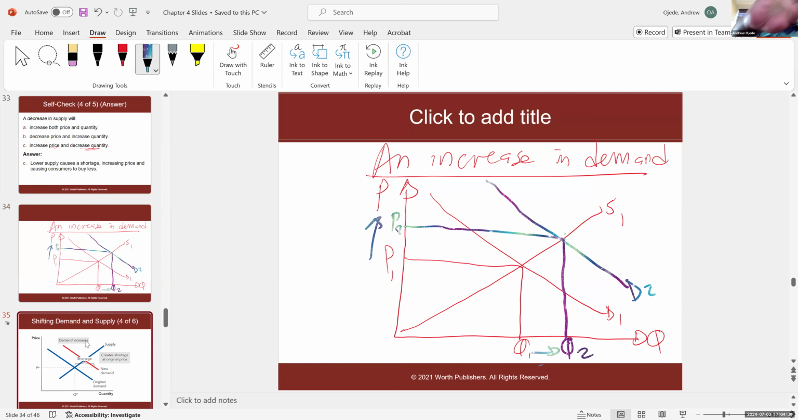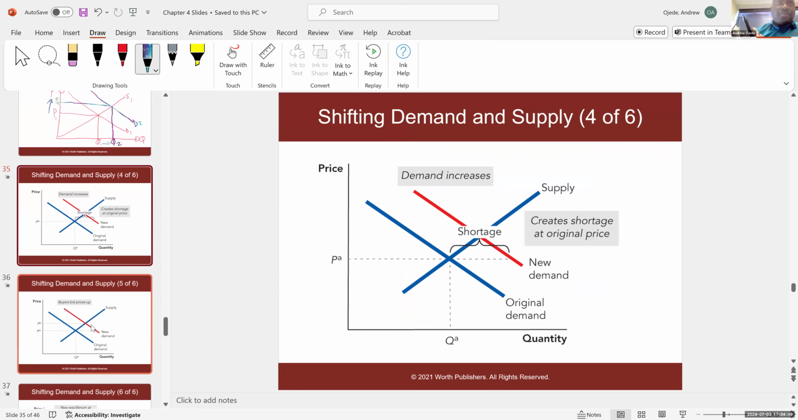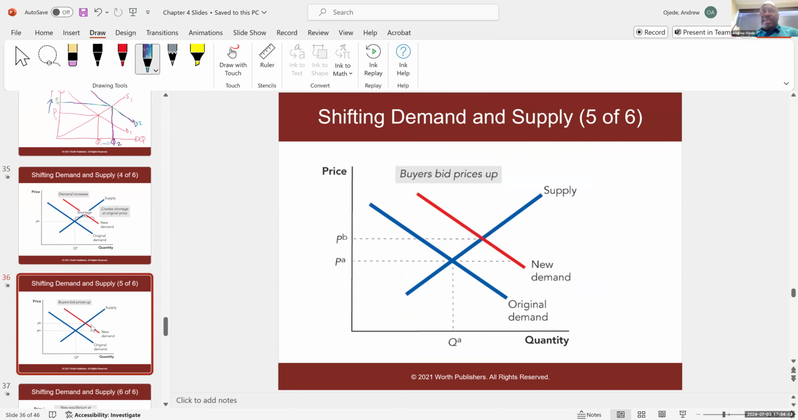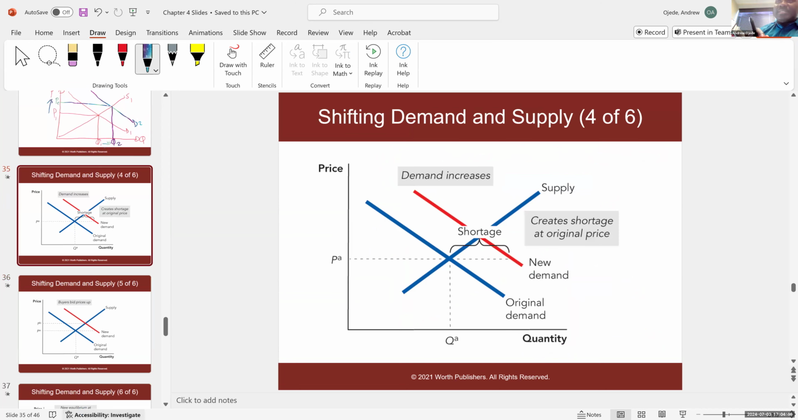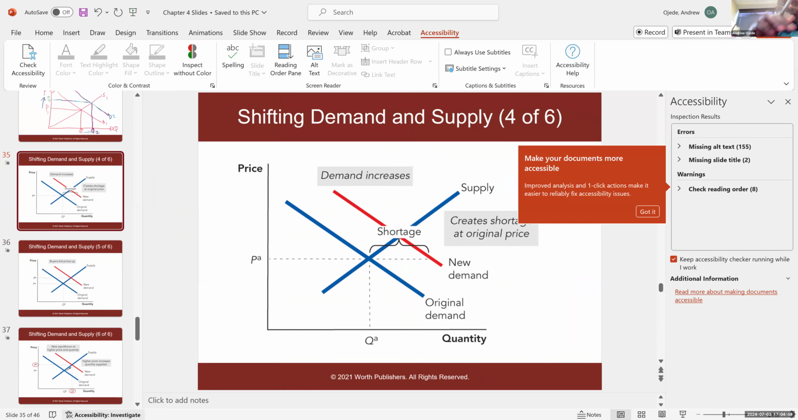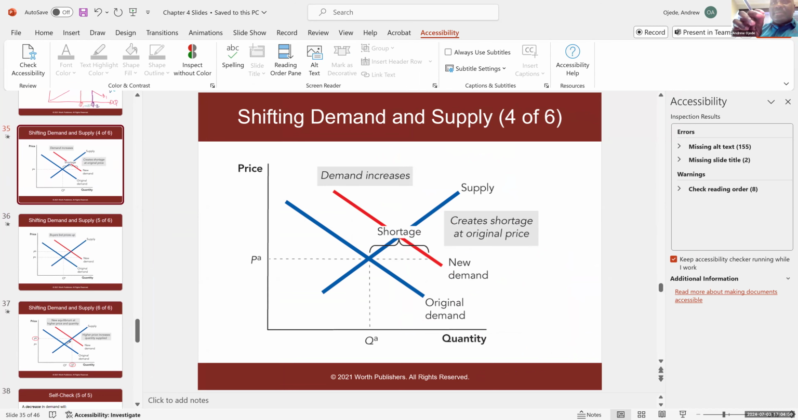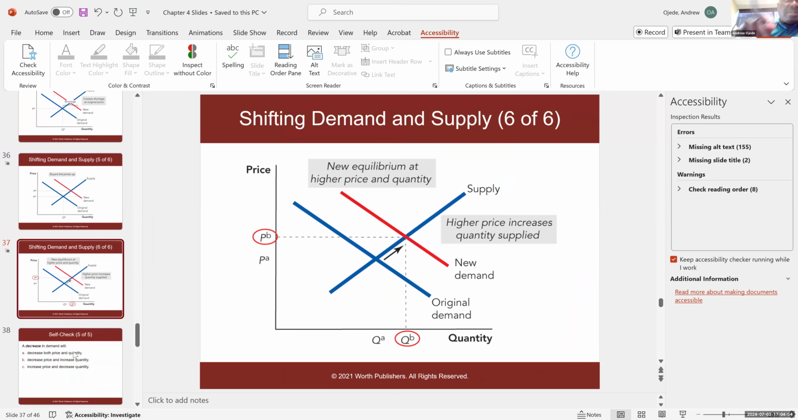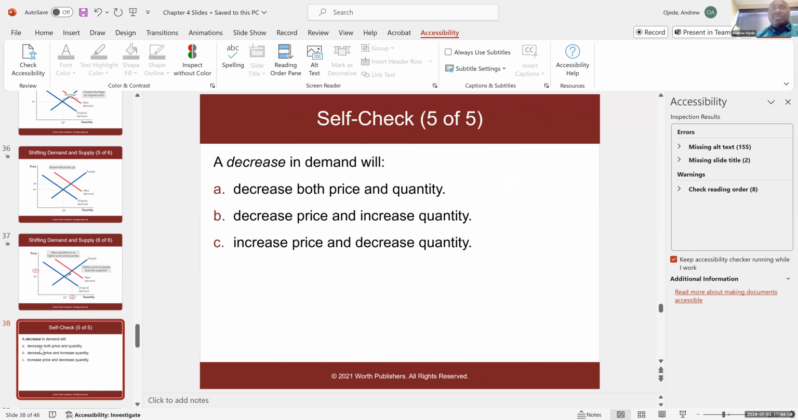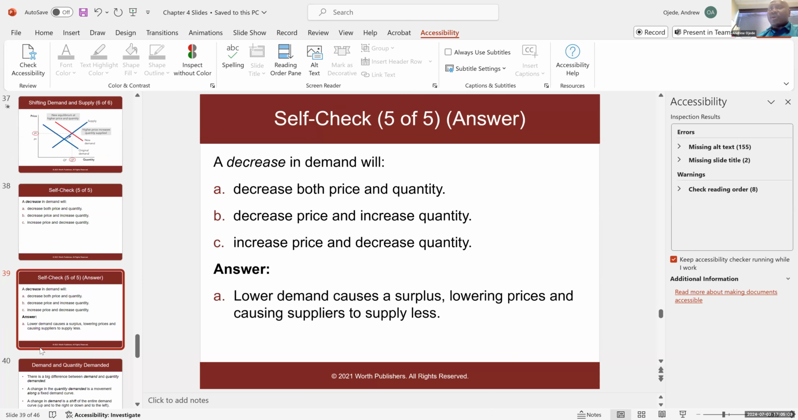See? What about a decrease in what? Demand? A decrease in demand is going to lead to a decrease in price and a decrease in quantity. So yes, a decrease in both price and quantity. Equilibrium price and quantity are both going to decrease. You can practice that. A decrease in demand will decrease both price and quantity. So A is a correct choice for sure. Lower demand causes a surplus, lowering price and causing suppliers to supply less.